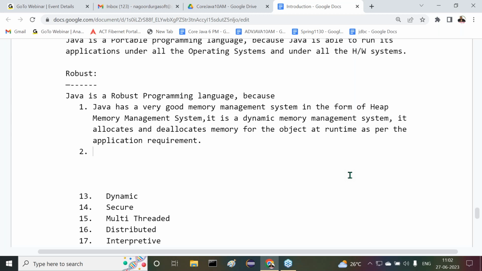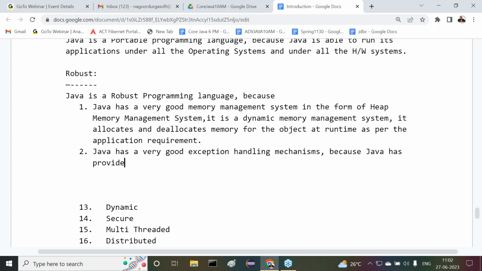Reason number one, Java has a very good memory management system in the form of the heap memory management system. It's a dynamic memory management system that allocates and deallocates memory for objects at runtime as per the requirement. The second point is that Java has very good exception handling mechanisms. How can you say that? Java has provided a very good predefined library.